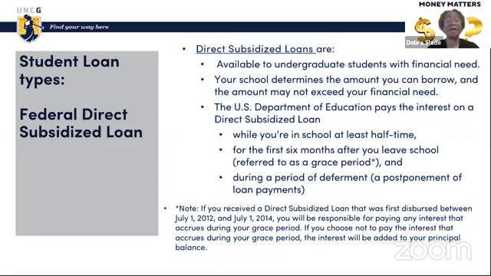So you have to be in a degree program, and you have to be enrolled at least half-time. So for UNCG students in an undergraduate program, that would be 6 credit hours. You have to be enrolled in at least 6 credit hours.